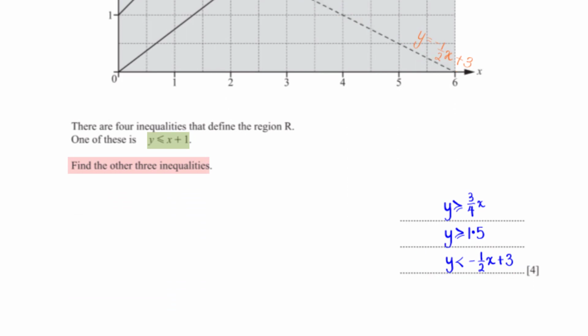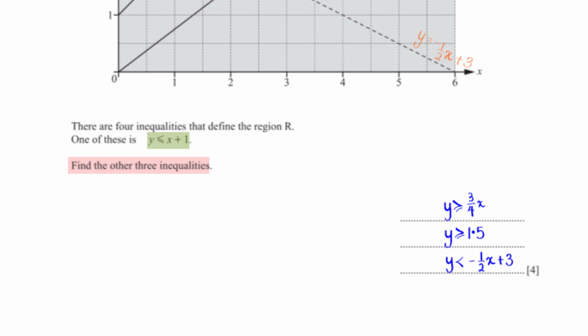Note that unlike the other inequalities, I wrote y is less than negative half x plus 3 without writing y is less than or equal to negative half x plus 3. And this is because on the graph, the line y equals negative half x plus 3 has been drawn with a broken line.